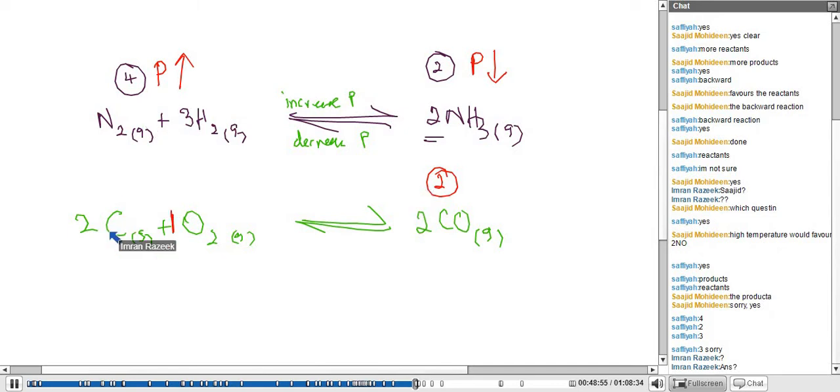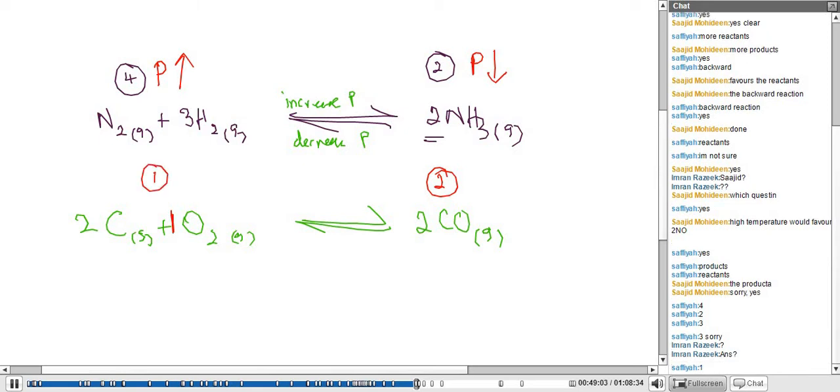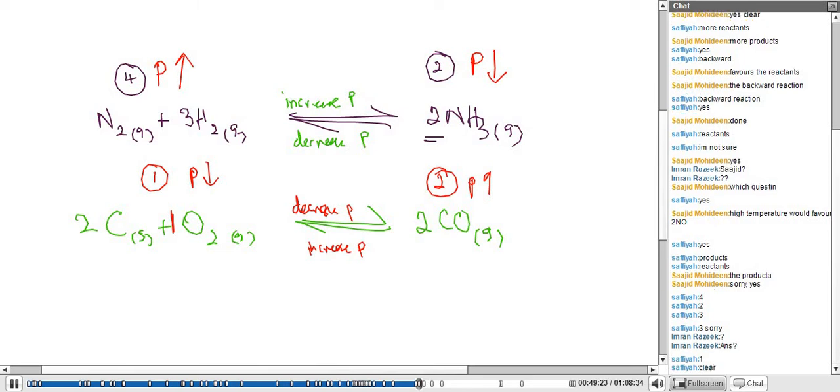Just count the gases. This is solid, right? Carbon you can't count. Only gases. So one molecule here and two molecules there. So pressure is low here, pressure is high there. If you increase the pressure, it will favor the backward, low pressure side. If you decrease the pressure, it favors the products, high pressure side. Clear? Sajid, is it clear?